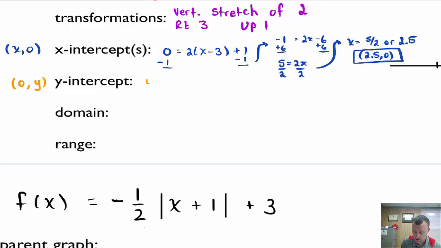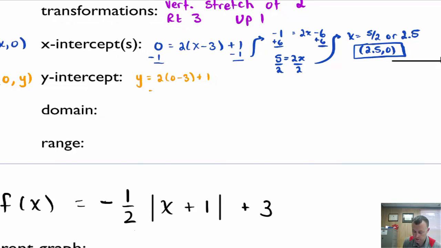So your equation is going to look like this: y equals 2 times 0 minus 3 plus 1. So I plug in my 0 for x and do my solving. So 2 times negative 3, that's going to be negative 6 plus 1. So we end up with y equals negative 5. So the point is 0, negative 5. So I have some points now that I can work with.